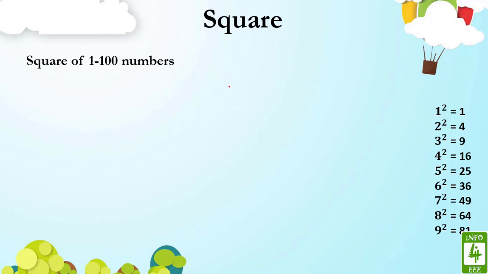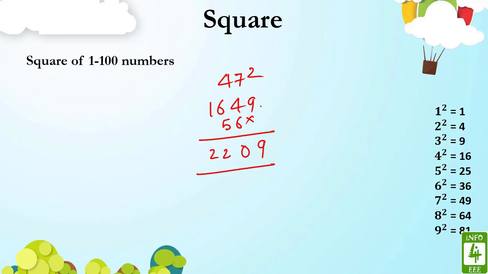Suppose you need to find the square of 47. Right? So the square of 4, the square of 7, 7 fours are 28, 28 twos are 56. Add it after skipping 1 digit. This will be the square of 47. So this is how you can find the square of a number between 1 to 100.